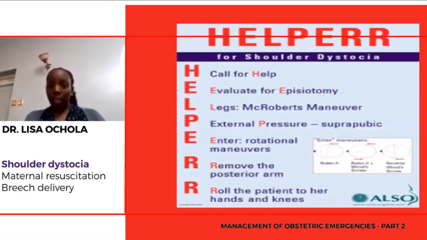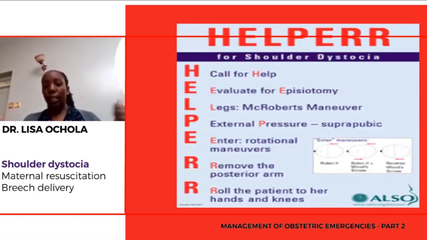So there's a mnemonic that can help us. Again, just having these documents in our facilities is helpful. It's called the HELPER mnemonic. So H is calling for help. In everything, we always call for help. E, you evaluate for an episiotomy. L is the leg, so it's the McRoberts maneuver. There's a video that I'm going to show next that should help us with that.